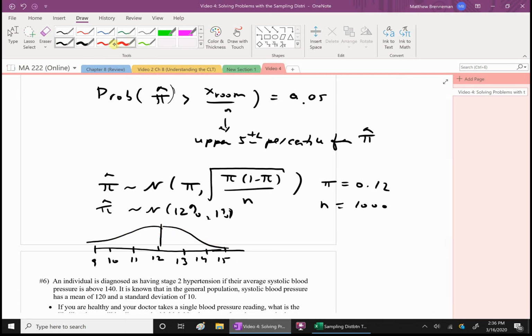And I want the value, I want the sample percentage that is going to be in the 5th percentile. So I want this value here that has 5% in its upper tail. Okay. So let's see how this is going to work out in Excel.